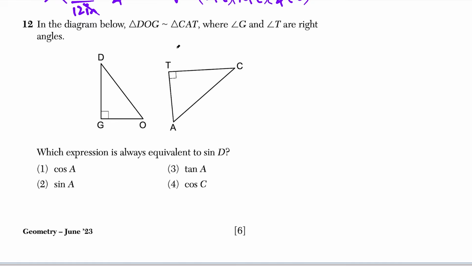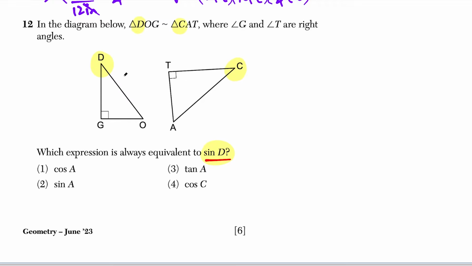angle G and angle T are right angles. Which expression is always equivalent to sine of angle D? Well, one thing that's very helpful here is that if we're focusing on angle D, notice that angle D is over here, and in the lettering, D shows up first in the word DOG. So if I look at the first letter of CAT, it's C, and that tells me that angle C is congruent to angle D. Because remember, when you have similar triangles, the angles are congruent in both triangles. They're just a different size, but they're the same shape.